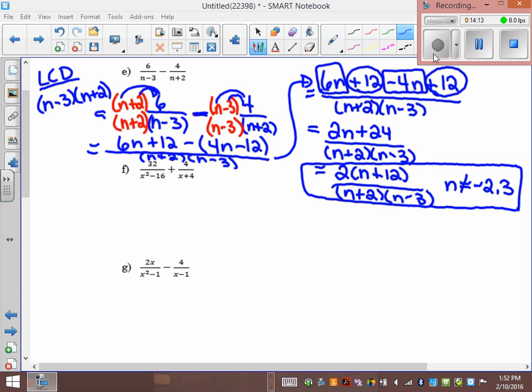If you left it at 2n plus 24, though, it's usually good. It's only if the multiple choice is in 2n plus 12. That's very important.